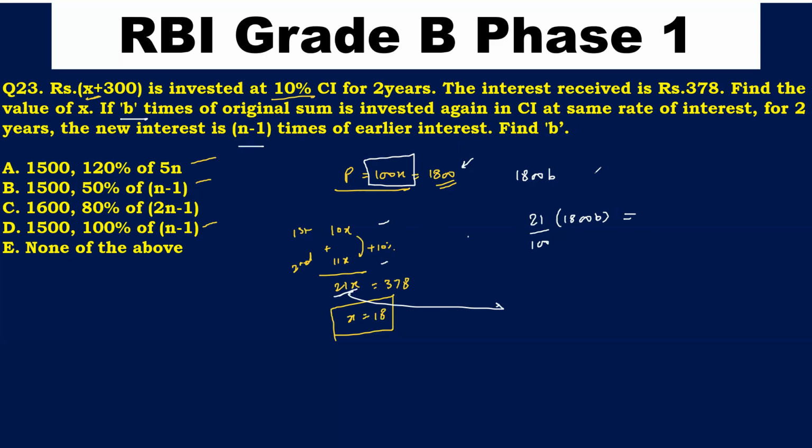And which should be equal to n minus 1 times the earlier interest. So n minus 1 times of 378. 0, 0 cancel. 21's 18 times is this. 18 will get cancelled. So B will be equal to n minus 1. So B is 100% of n minus 1. Option number D should be the answer.